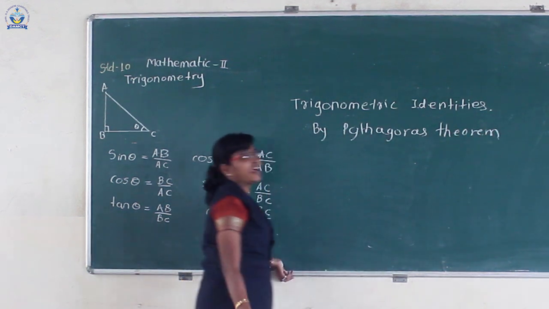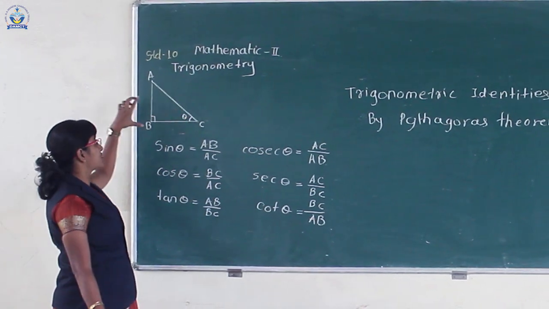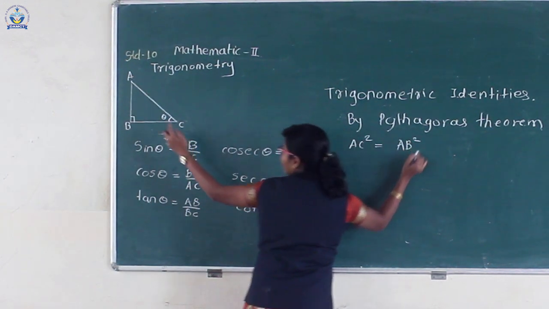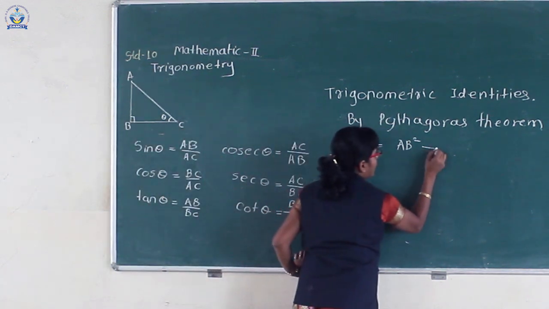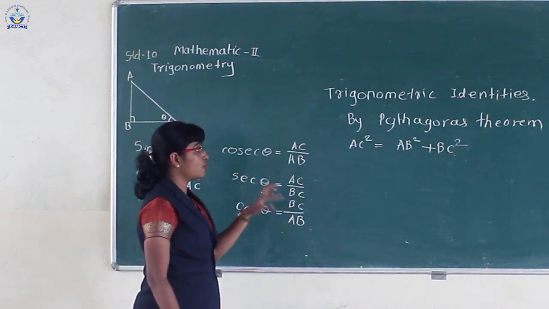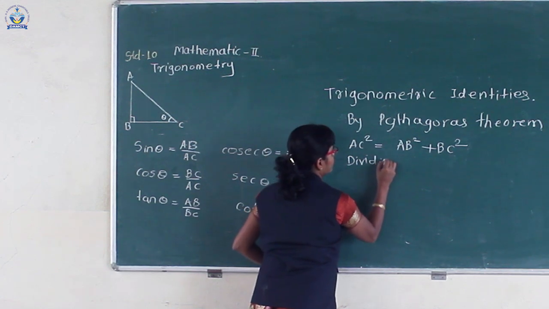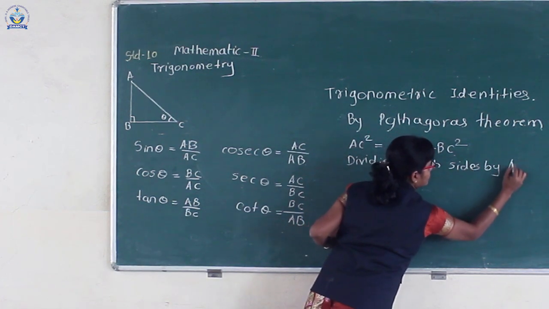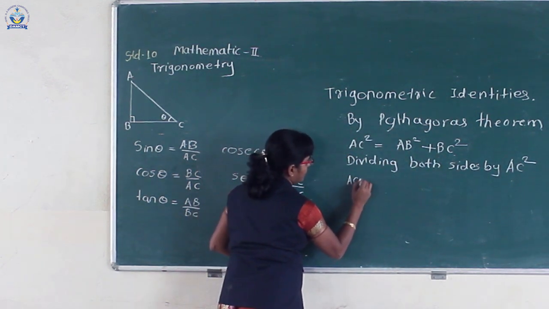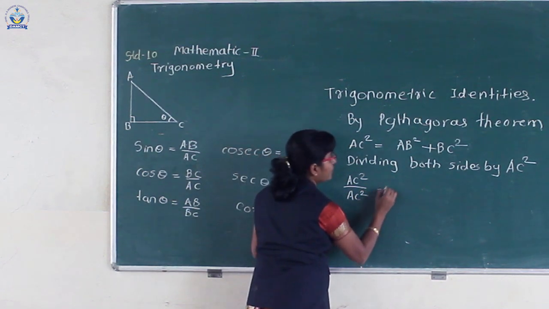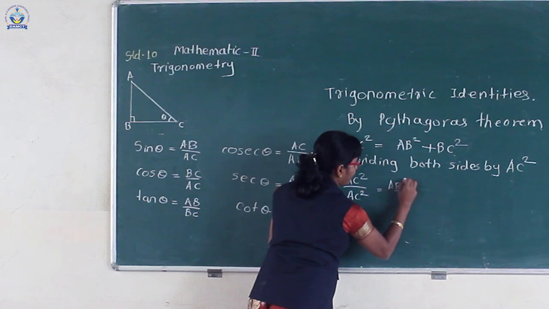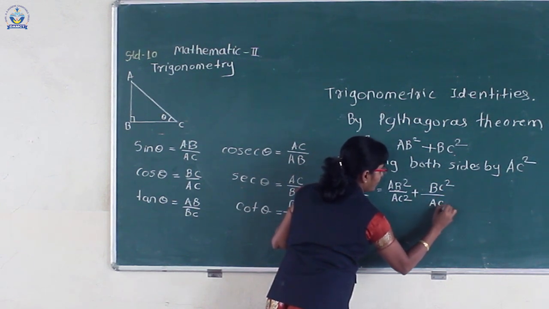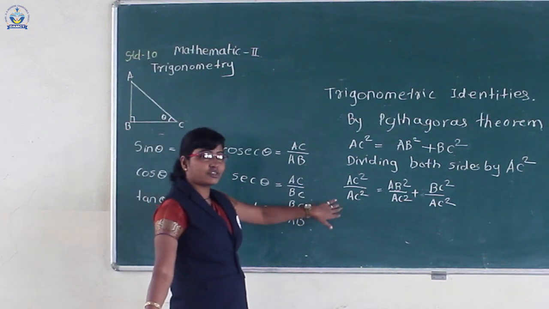In a right angle triangle, hypotenuse AC square is equal to AB square plus BC square. Dividing the equation on both sides by AC square, we get AC square divided by AC square is equal to AB square divided by AC square plus BC square divided by AC square. You see here AC square divided by AC square, that means it is 1.